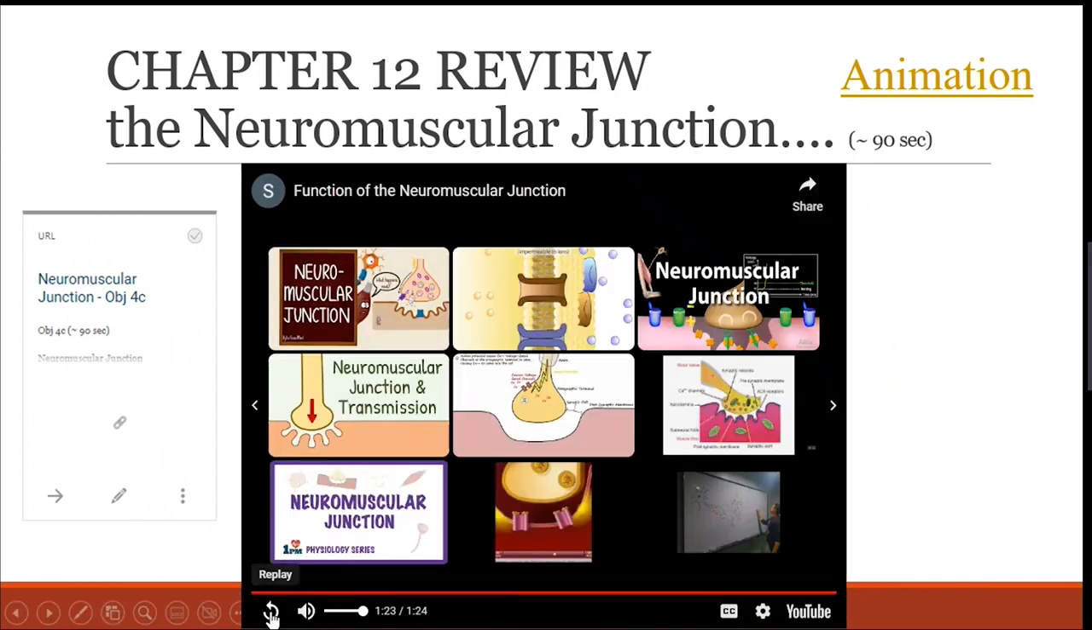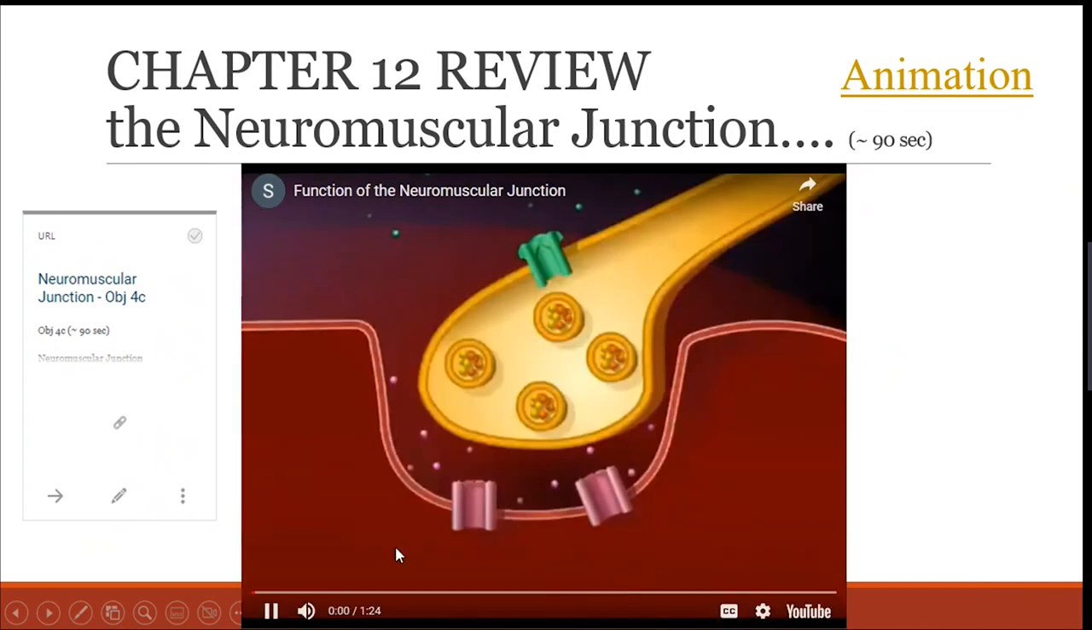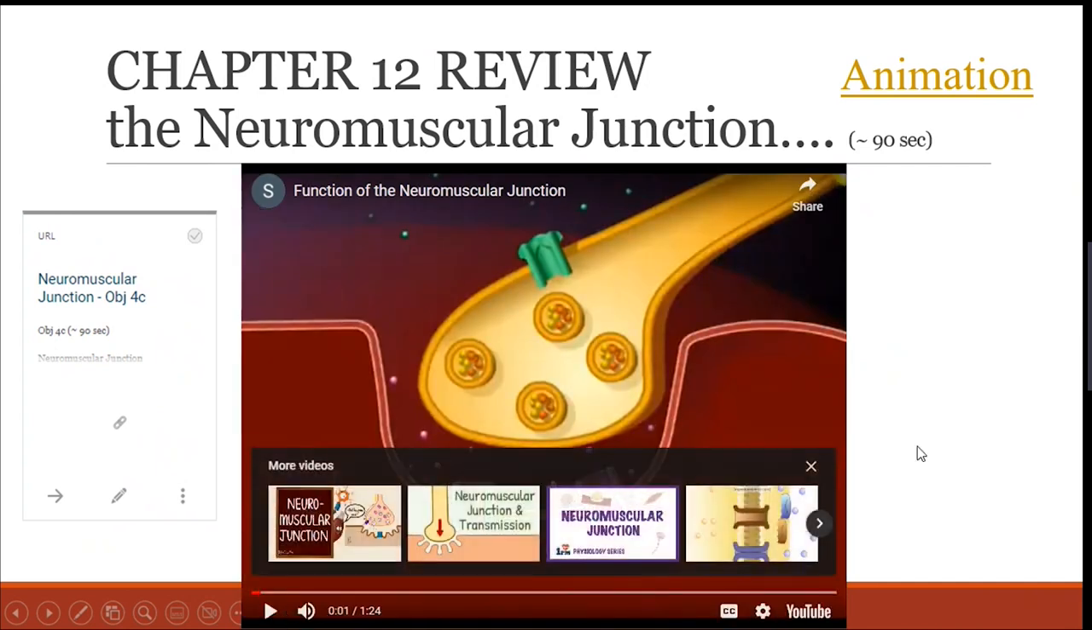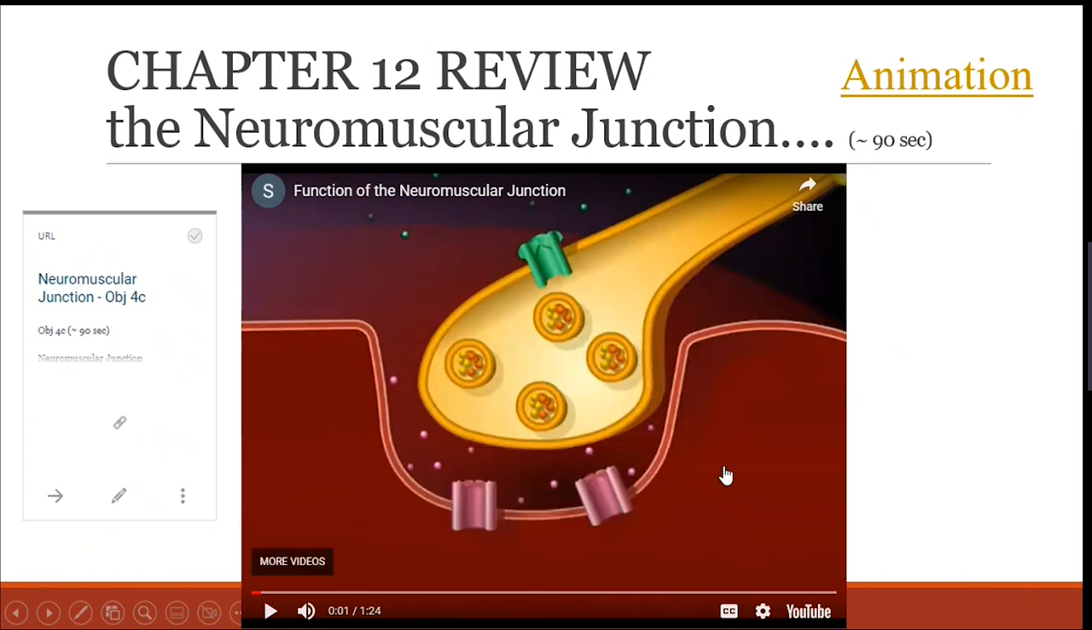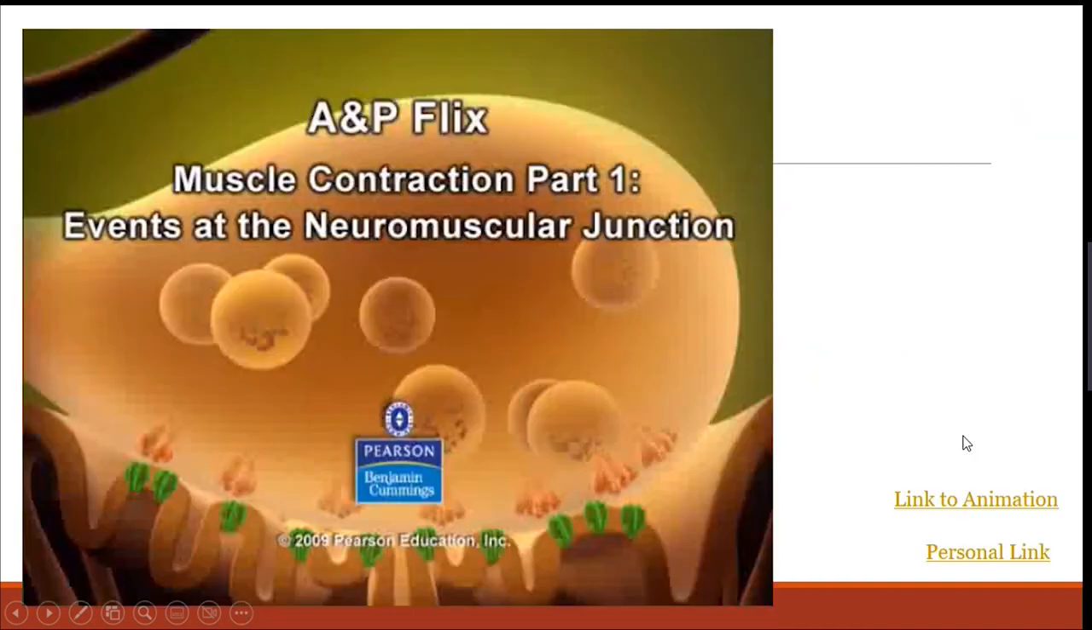Okay, so all of that should be familiar. The only thing different in this scenario than what we learned in chapter 12 is the receiving cell, this postsynaptic cell here, is a muscle cell instead of a neuron. That's the only difference. Everything else is identically the same. So that is the muscle cell receiving the action potential.